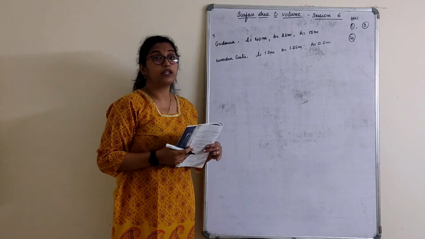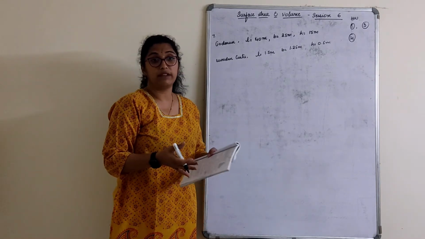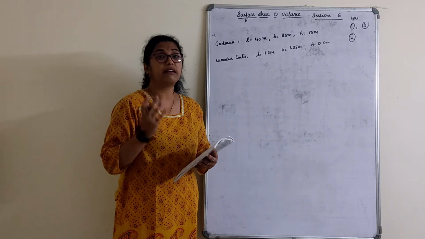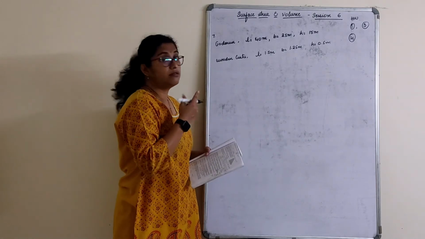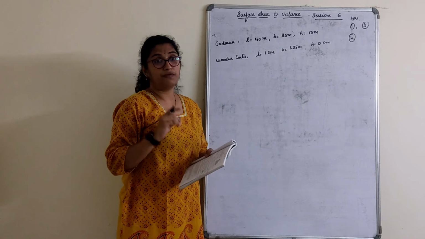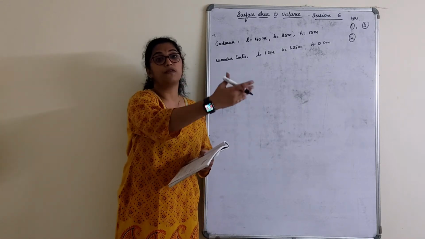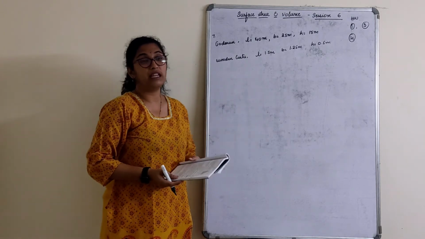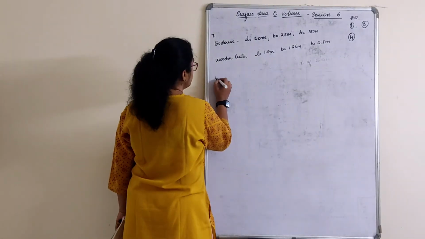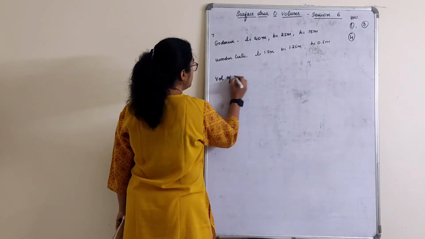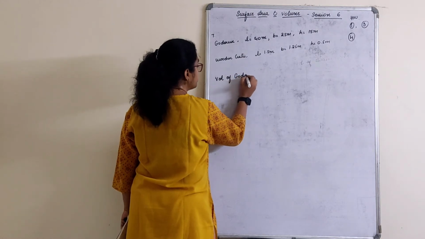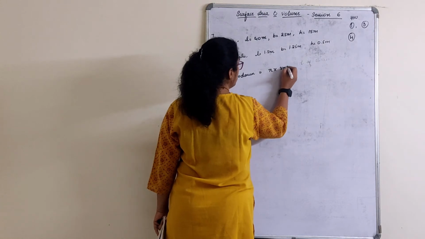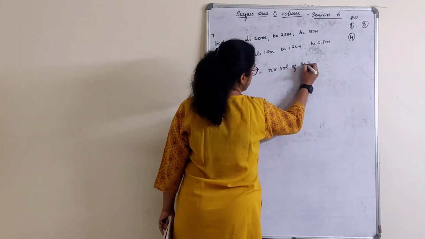Suppose I have a room and the wooden crate dimension is given. Can I store exactly 10, 20, 40, 50, 100? How many? For that I should know the volume of the godown first, and the volume of the wooden crates. One wooden crate into number of wooden crates, how much I can fill, I will come to know. So volume of godown is equal to N into volume of wooden crates.